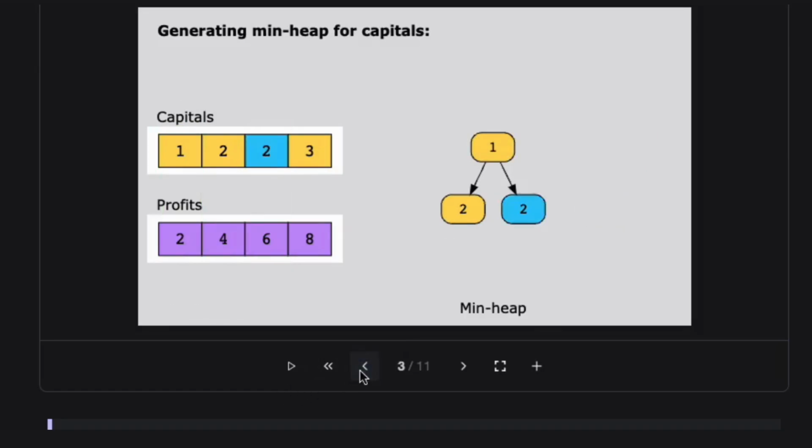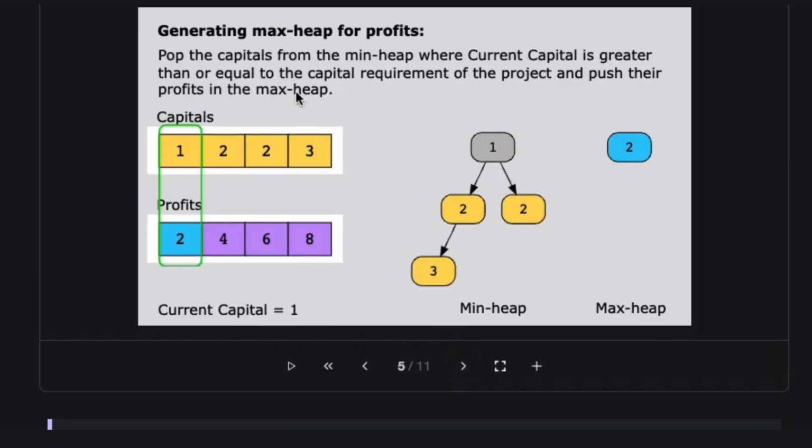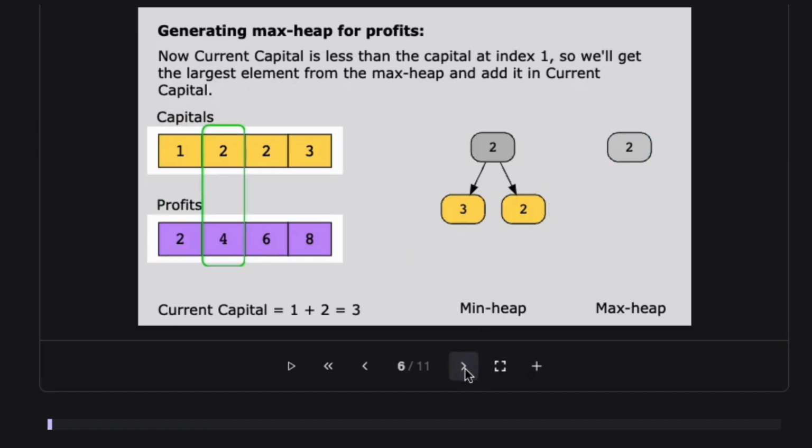Ooh, notice something, right? We are popping from our min heap as we go. So we have capitals, 1. We put into the min heap, we append 2, we append 2, we append 3. Now, when it comes to generating the max heap, we're using the min heap to generate the max heap. So let's look at it together. So our current capital is at 1, and then we keep 2 there. Notice something, we pop out that 1 and we keep 2 there. So we're using the min heap to check whether our max heap is generating the most profits for Leetcode.